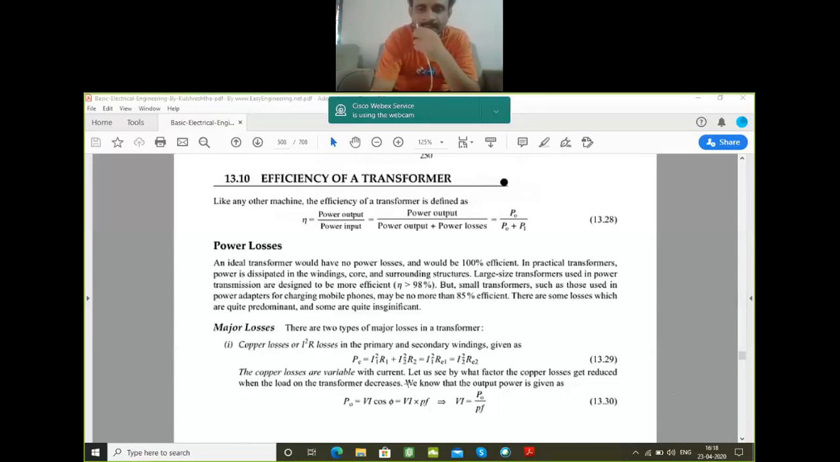So output power P naught is equal to VI cos phi, where cos phi is the power factor. And VI can be written as P naught, the output power, divided by the power factor.